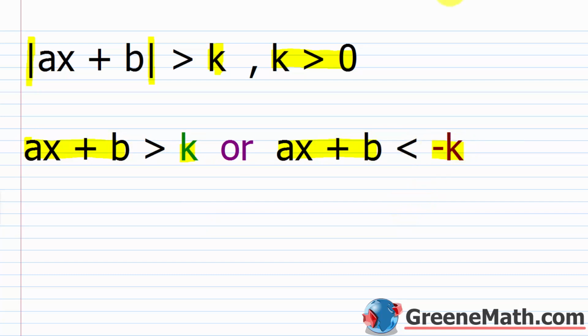All right, so same process. For the first one, I just remove the absolute value bars. I copy what's there. It's very simple. For the second one, I remove the absolute value bars so the expression doesn't change. I flip the direction of the inequality symbol, so now it's a less than, and then I make that number negative. So instead of just k, it becomes -k. All right, so let's look at an example.